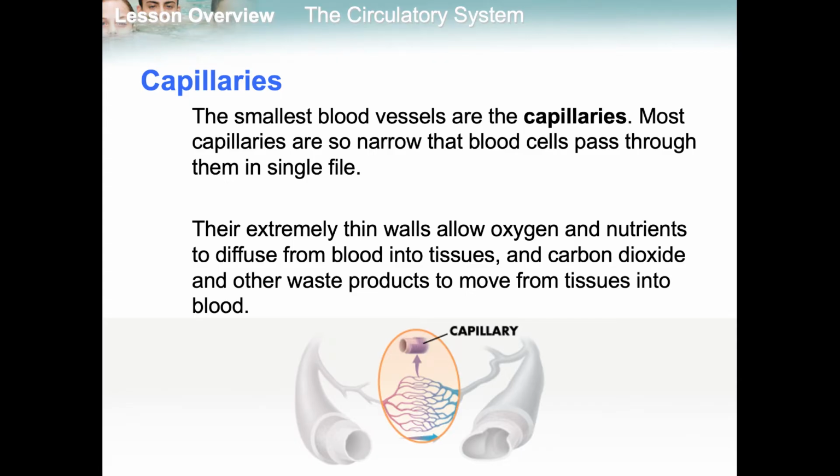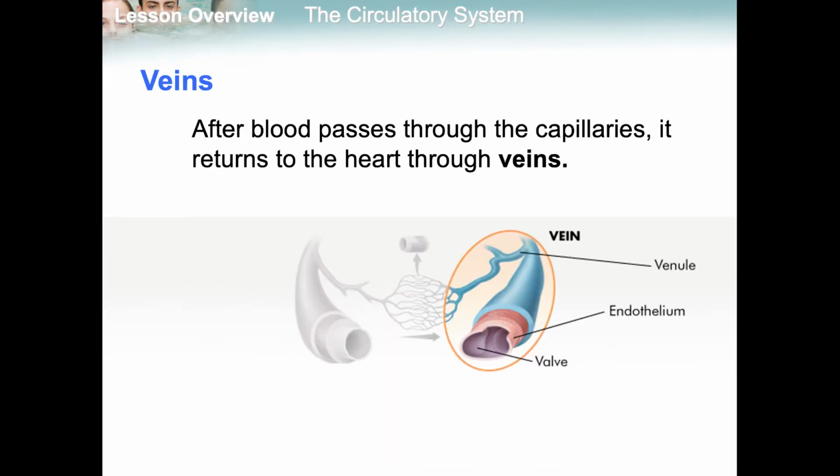Capillaries are the smallest blood vessels. Most capillaries are so narrow that they can only fit 1 blood cell through at a time. These are usually like in your fingers and your face. They're throughout most of your body. They're everywhere. And like I said, they only allow one blood cell through at a time. They're so thin, they allow oxygen and nutrients to diffuse from the blood to the tissues fairly easily, and carbon dioxide and other waste products to move from the tissue to the blood.